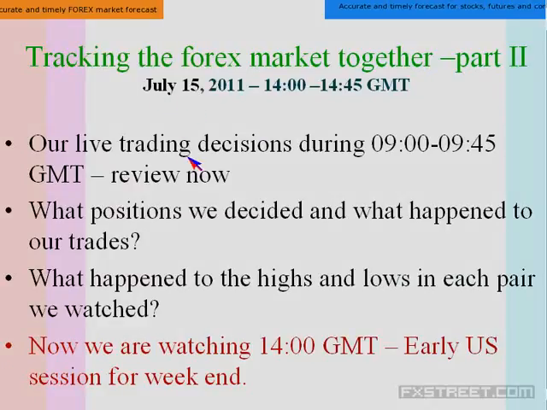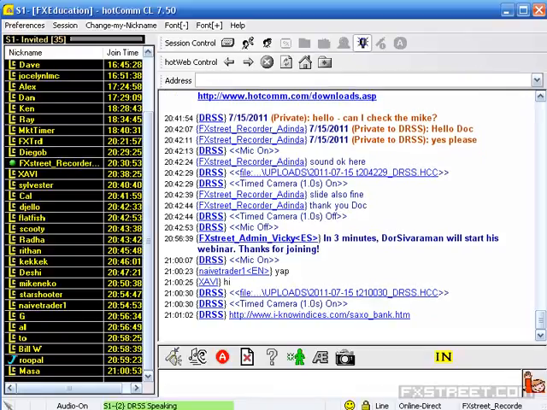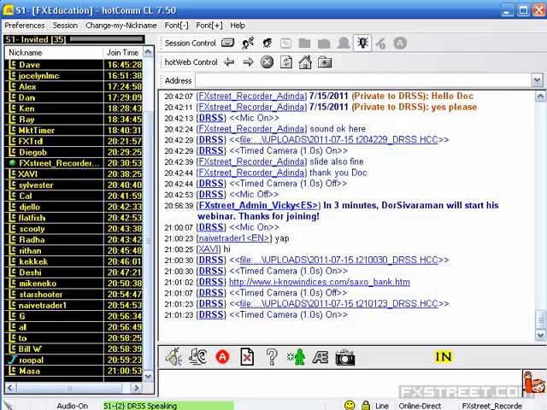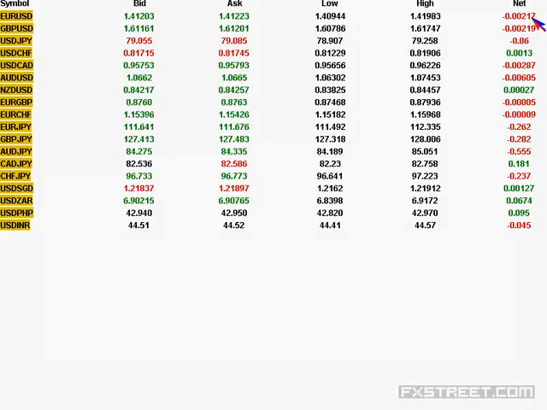Tracking the forex market together. So we will be tracking it for the second time during the day. It is part 2 between 14 and 14:45 GMT on the 15th of July. So we will review the live market code page. I'll give the link for the same. You can also open it in a browser. I'll focus the camera over that of the live market code page. Now you should be able to see the live market code page.